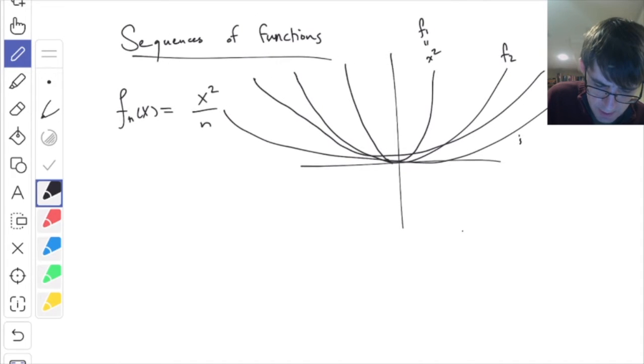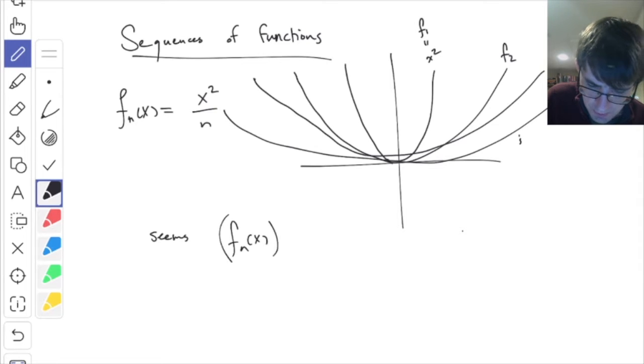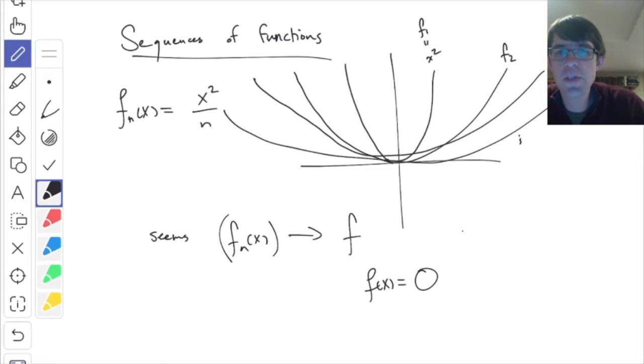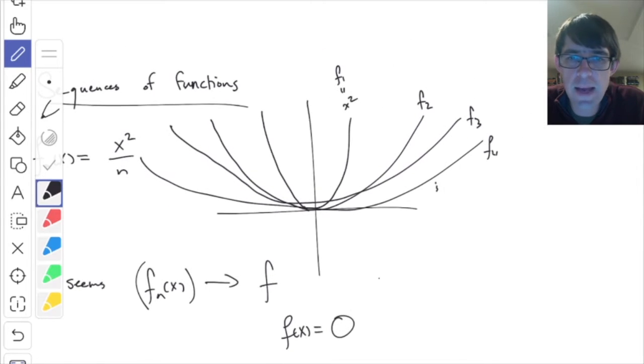And in this case, it seems like f_n of x, as a sequence of functions, converges to f where f of x equals 0, the zero function. Because as n increases, these functions just keep on flattening out more and more. That was f4. f5 would be similar. They're all parabolas, but they are flatter as you increase n. So it certainly seems like f_n of x approaches 0 here.